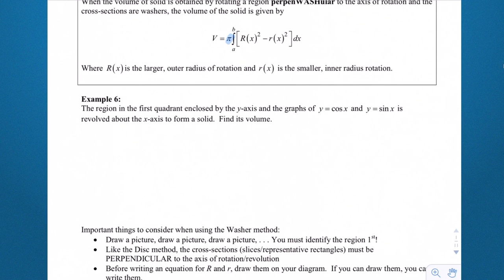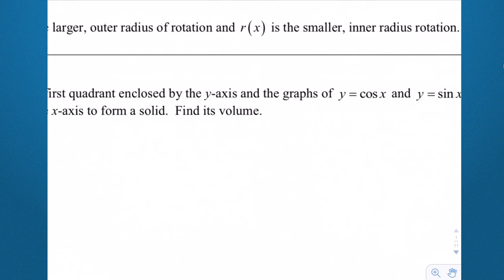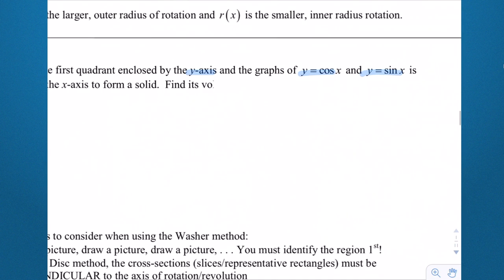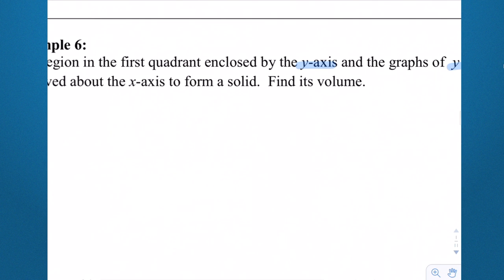All right, so here we are, example 6. The region in the first quadrant enclosed by the y-axis and the graphs of cosine and sine is revolved about the x-axis to form a solid. Find its volume. Worded slightly differently, but still the same thing. Find a region, rotate it, find the volume. Step 1, identify the region.